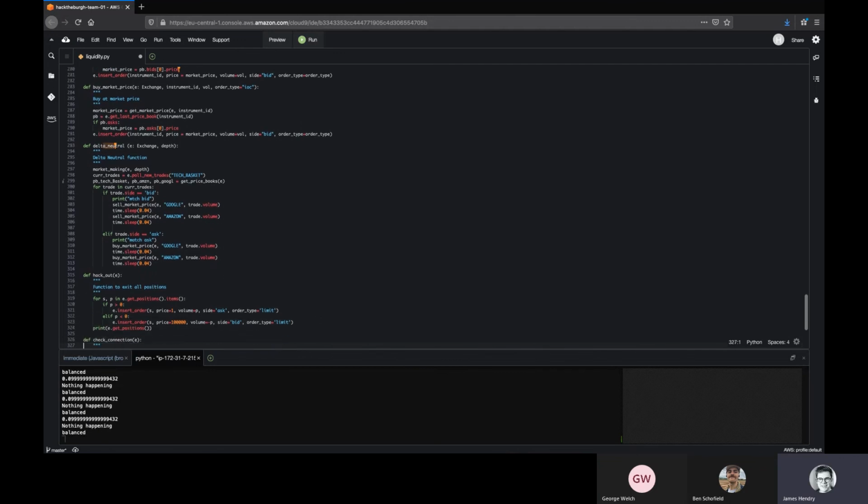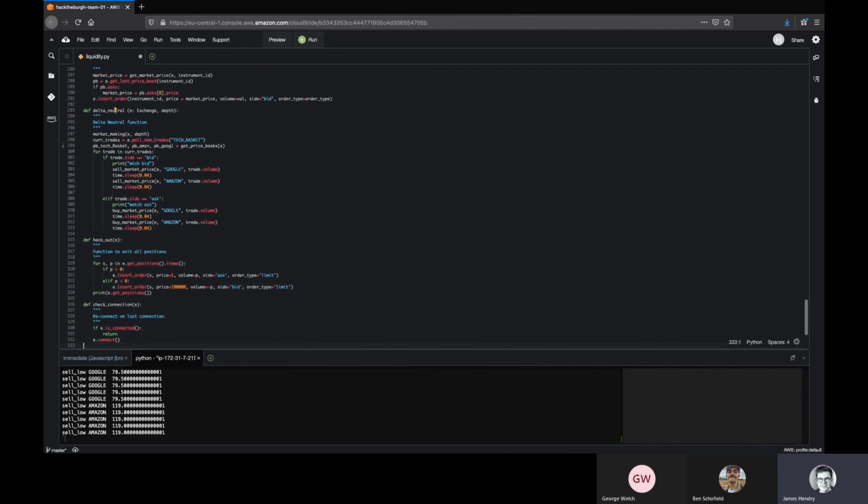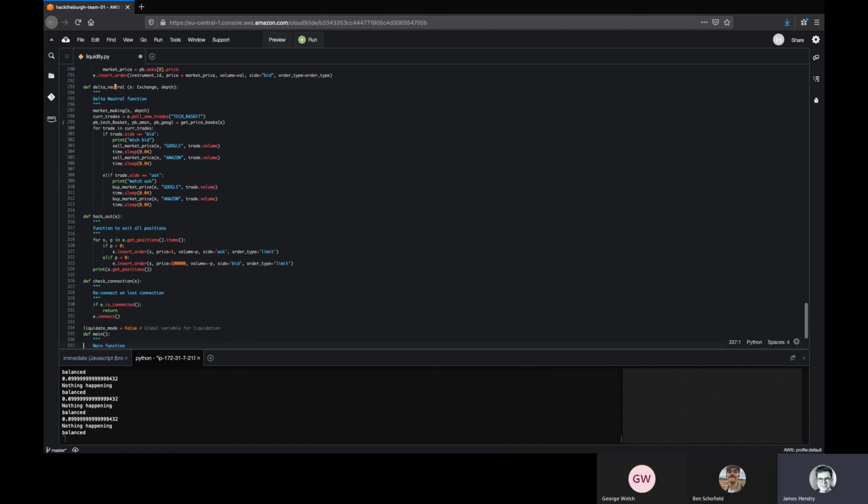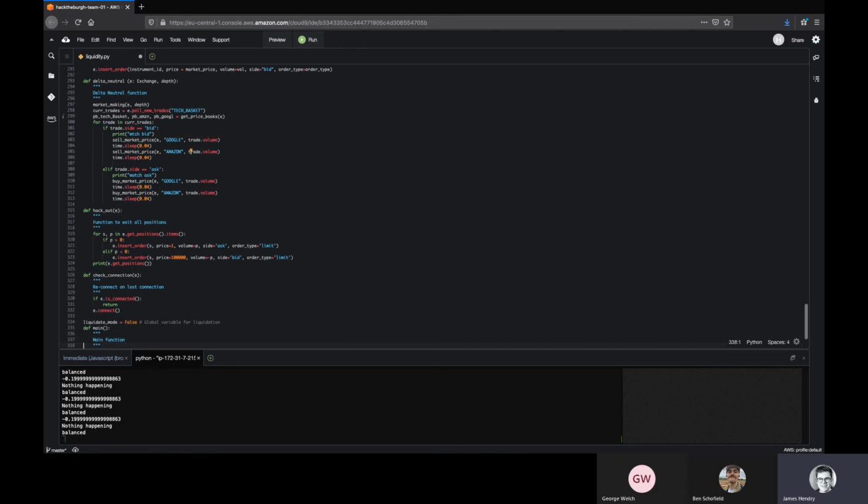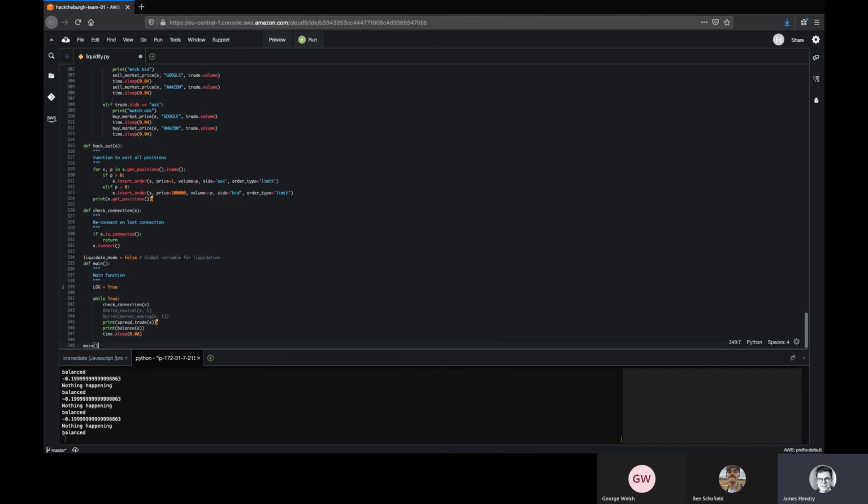And then we just have a delta neutral function, which calculates the current delta, and if we've got a limit on tech basket and those trades go through, it just ensures that Google and Amazon get either inversely shorted or bought. Hack out sells everything we have, checks our connection, and then our main function just runs through main and is the loop that runs our algorithm.